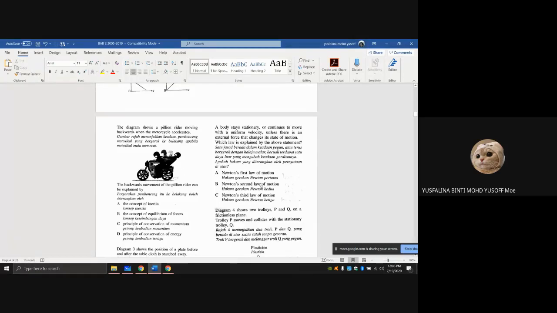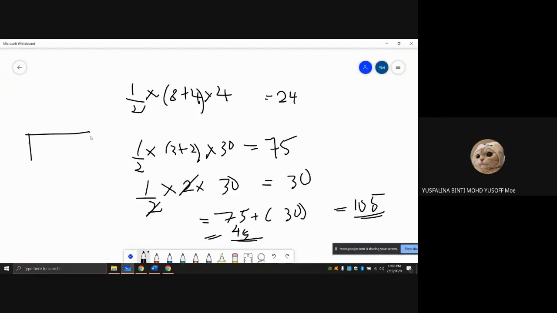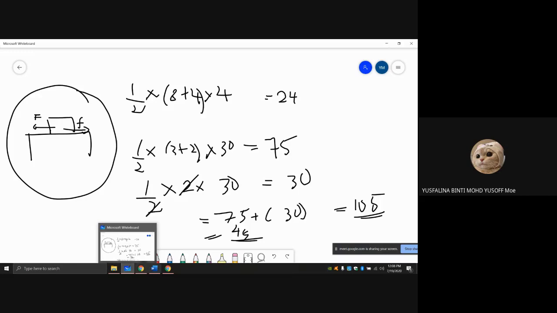Newton's second law is F equals ma. Newton's third law means action and reaction. Let's say there is a table here. When you pull an object on the table, there will be a force that opposes the force that you pull. This is called the frictional force. So this is Newton's third law of motion, action and reaction.